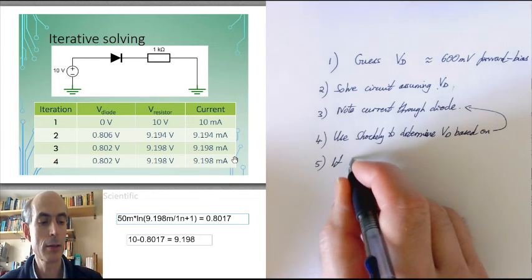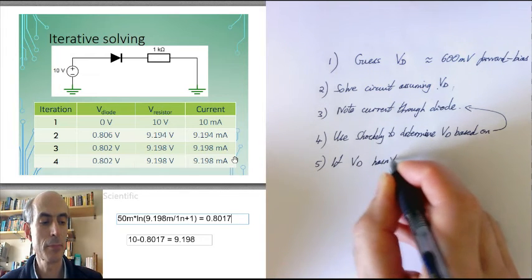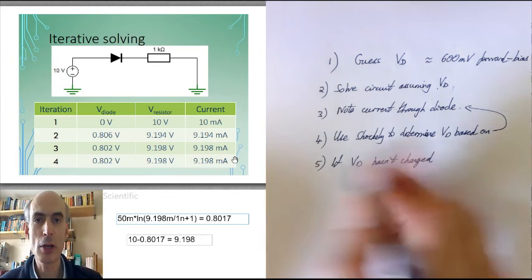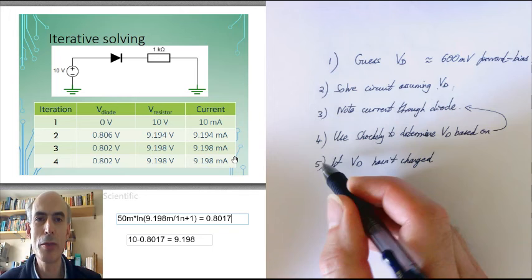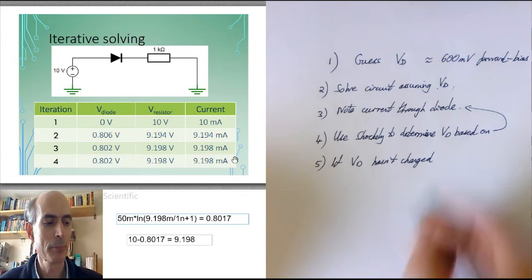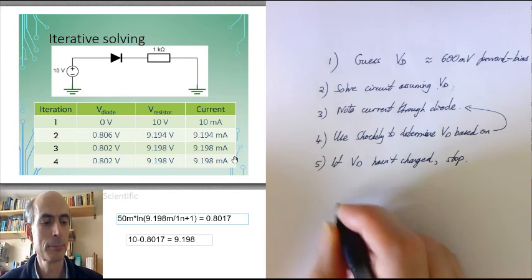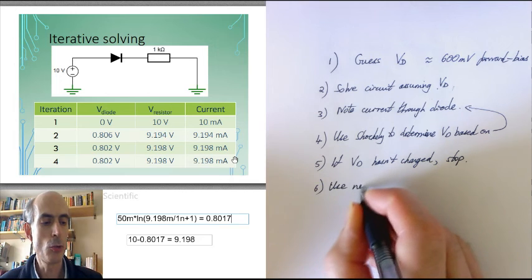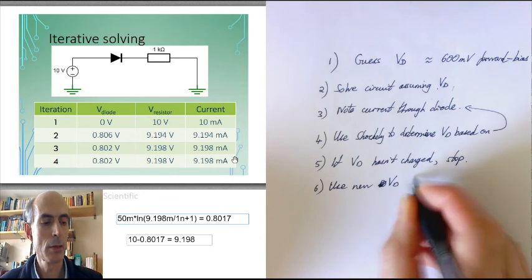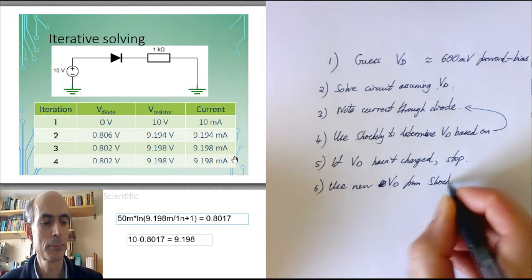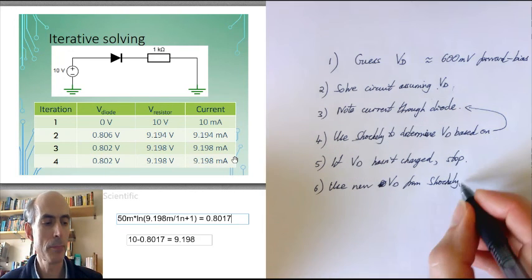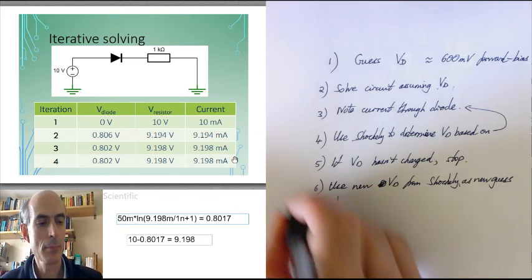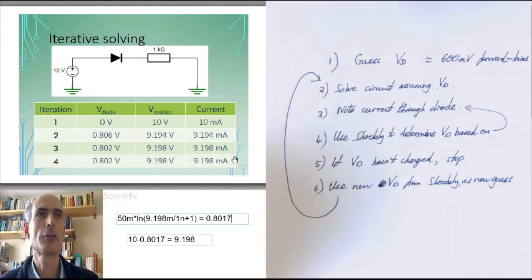If the VD hasn't changed since your last go through this iteration procedure, or has changed by an amount within the accuracy to which you're working, stop. Otherwise, use the new VD from Shockley's equation, the one you determined in step 4, as the new guess. And go back to stage 2.